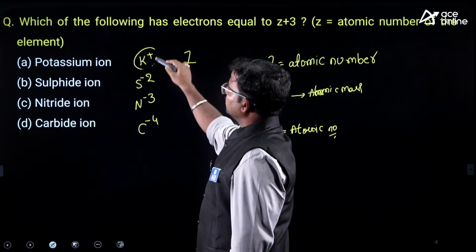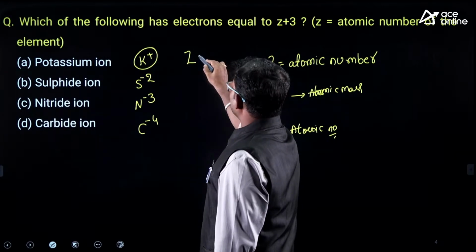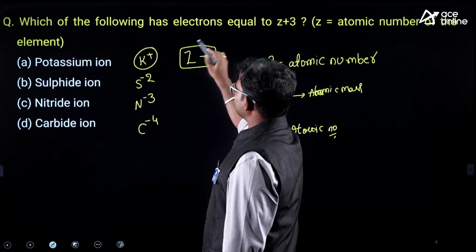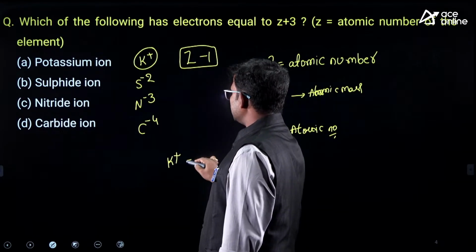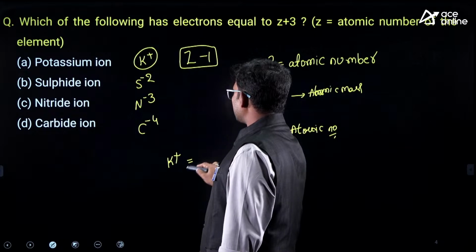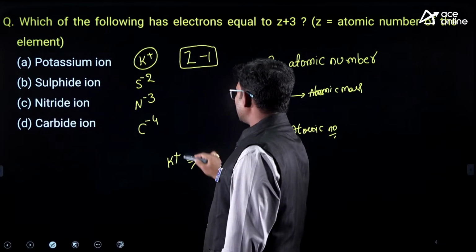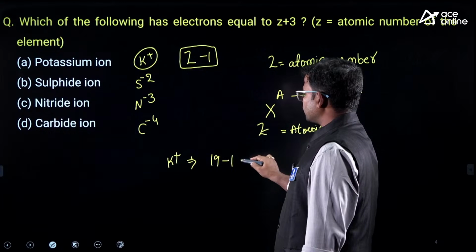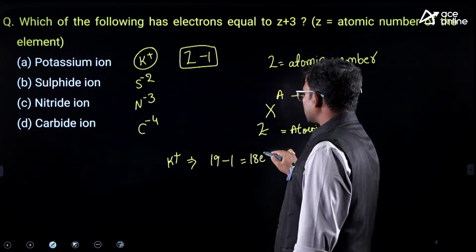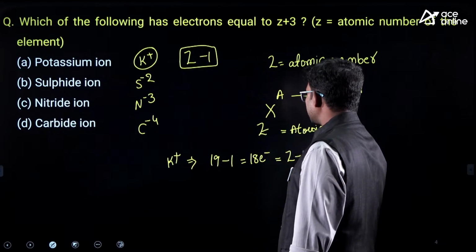So here it looks like Z minus 1. K plus means actually potassium has 19 electrons, but here it has a plus, so it loses 1 electron. So finally 18 electrons, and 18 electrons means Z minus 1.